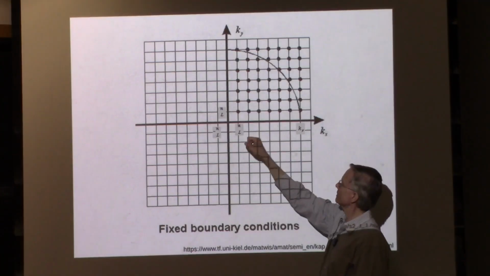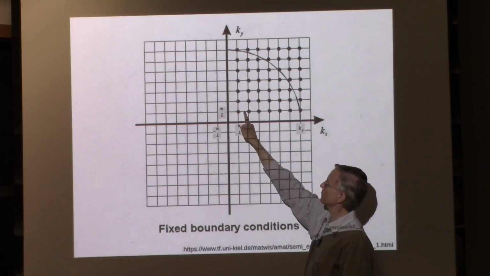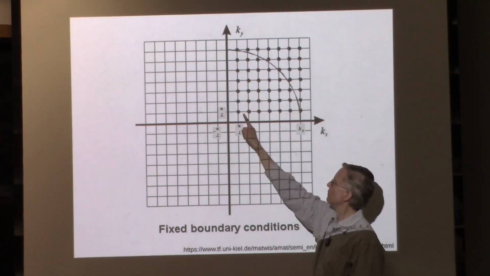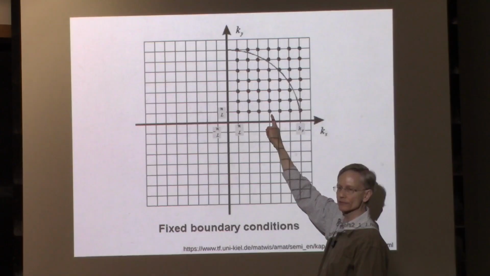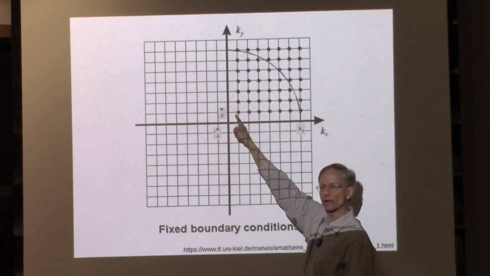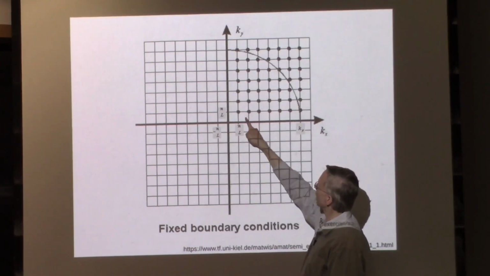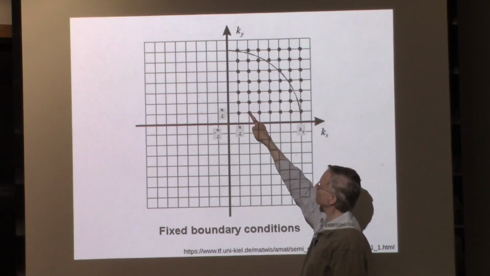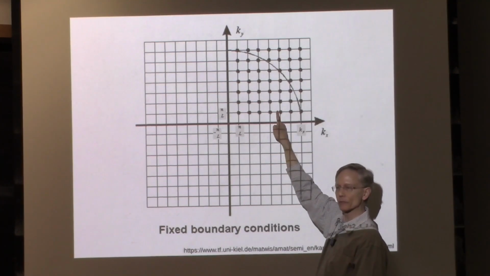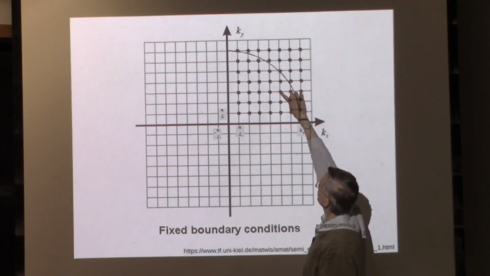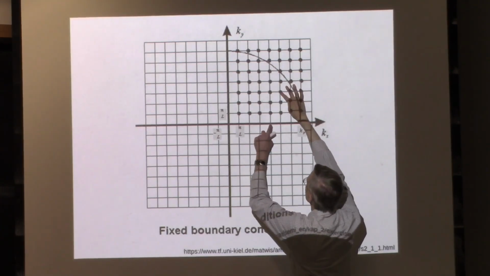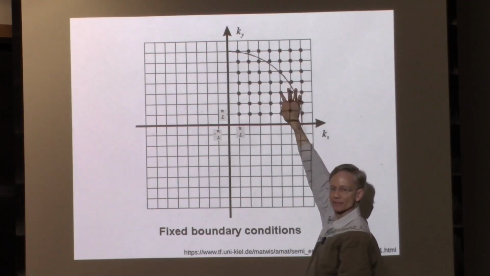Because k sub x has to be an integer times pi over L, and k sub y has to be an integer times pi over L. So I have to be at one of these grid points. So I could be at pi over L comma pi over L, or 2 pi over L comma pi over L, or 3 pi over L comma pi over L, and so on and so forth. What are the coordinates of this point right here? What is k sub x for this point right here? What's k sub x?